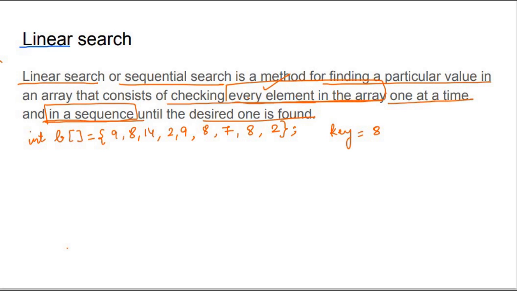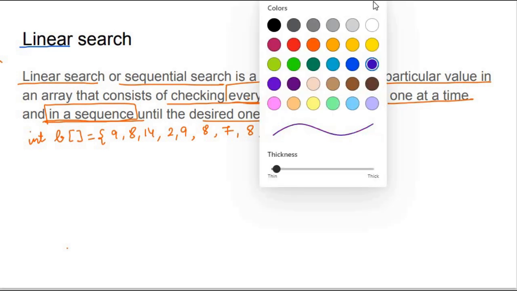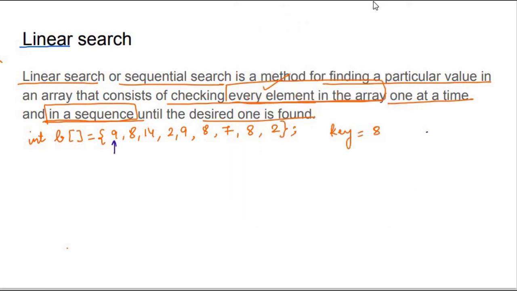So again the same thing will happen. Each and every element of this array will be checked, starting from index number 0 till the last index. If this is 1, 2, 3, 4, 5, 6, 7 and 8, there are 9 elements in the array, so the indexes go from 0 to 8. I have written the index numbers of all elements in blue color. The index number of 9 is 0, and similarly the last element 2 has index number 8.